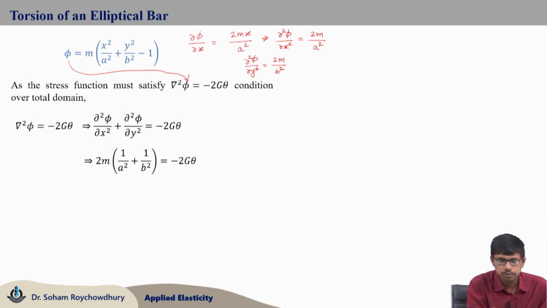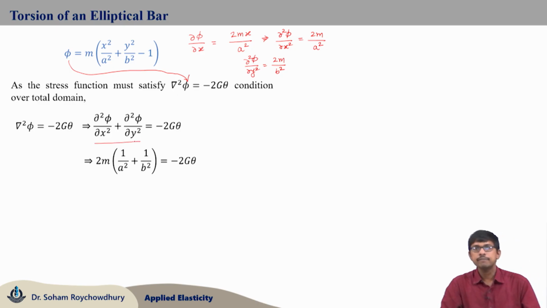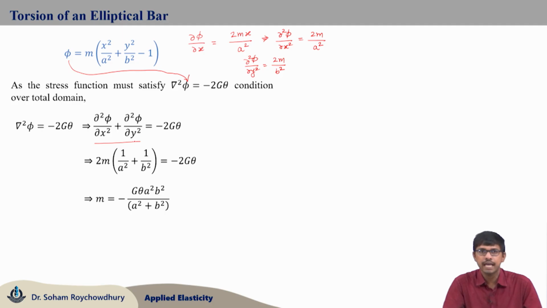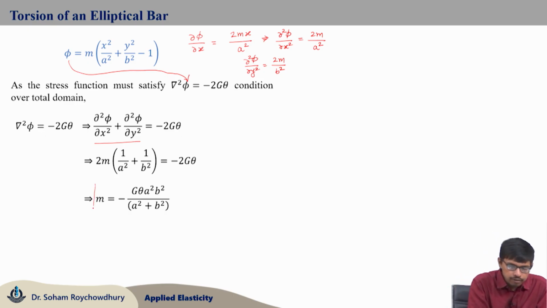So substituting those here, we get the left hand side as 2 m times within brackets 1 by a square plus 1 by b square, and that should equal minus 2 G theta. Now a and b are known quantities, so we can write m in terms of a and b as minus G theta a square b square divided by a square plus b square. So we got the expression for this unknown constant m.